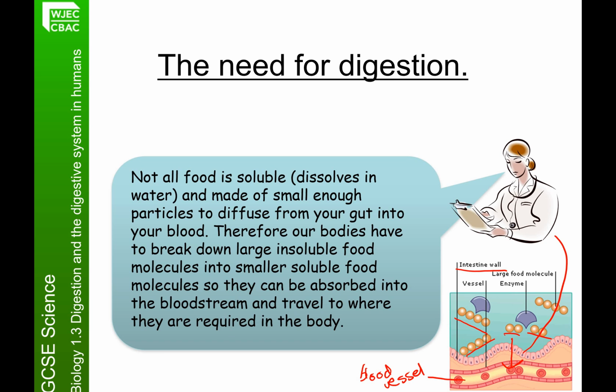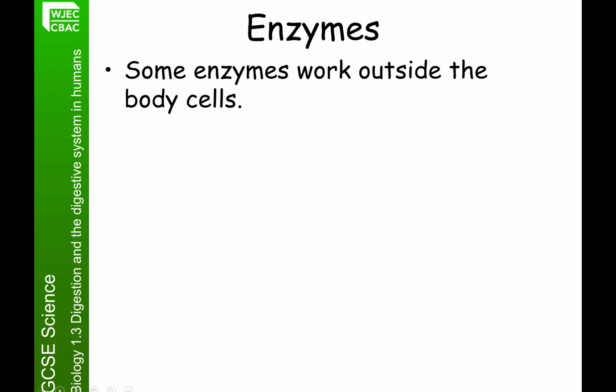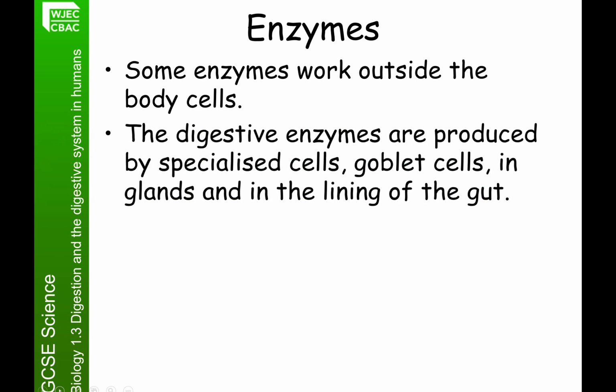That process of breaking down these large insoluble food molecules into smaller soluble molecules is carried out by enzymes. We learned about enzymes in the first unit, so if you remember, they are biological catalysts. They speed up reactions in living organisms. When it comes to digestion, the enzymes are working outside of cells. So they would be made within cells in certain places in your body, which we'll have a look at as we go through this unit. They would then be released into your digestive system.